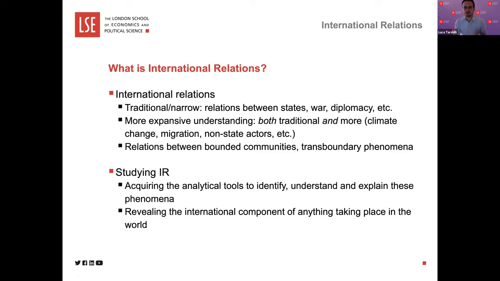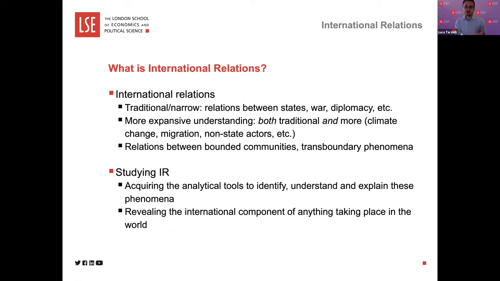And part of your job in a BSc degree in IR, in international relations, is to start revealing the international component of anything taking place in the world. So anytime you look at an event, think: is that really purely local? Is that just purely a domestic event? In an IR degree, you will be pushed to think about the international history of that event, the international causes of that event, the international setting of that event, okay? And also their international repercussions and meaning. So that is also part of your job.